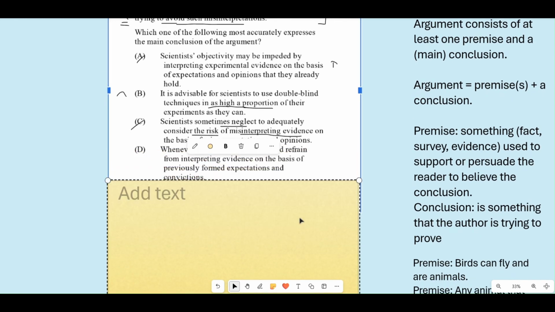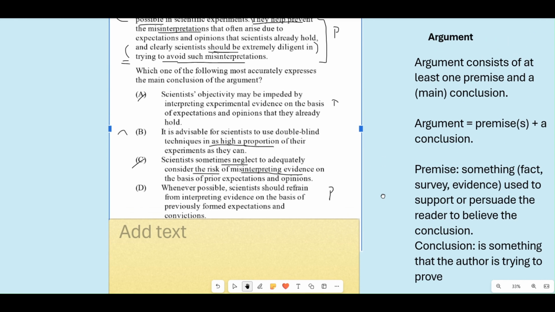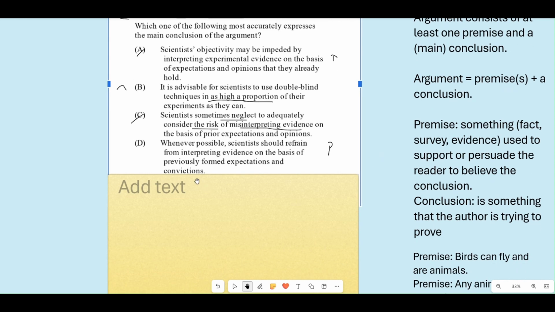D: Whenever possible, scientists should refrain from interpreting evidence on the basis of previously formed expectations and convictions. This seems like a premise. This is saying what it's saying up here, that they should avoid misinterpretations. Yes, they should refrain from interpreting evidence on previously formed expectations. So they're saying that they should avoid misinterpretations, which is the premise. So this is wrong.